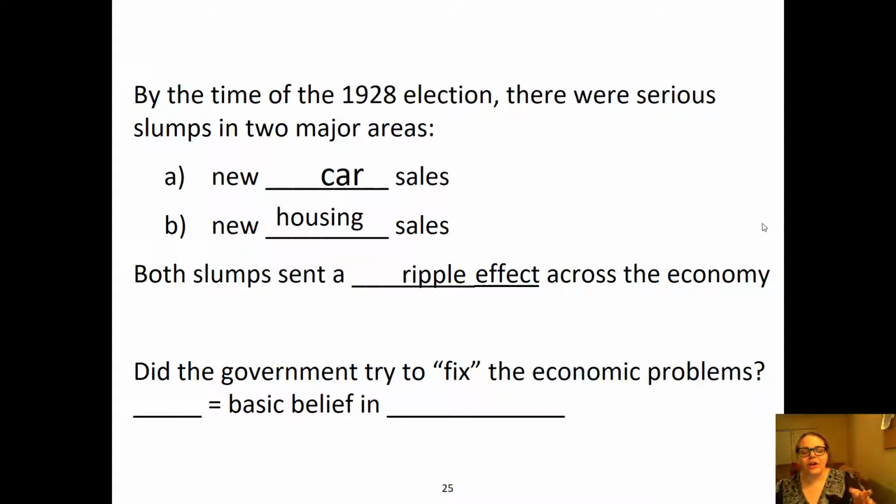Now, here's the thing. The government knew this was happening. Everybody knew this was happening. It wasn't like they didn't notice. The problem is the government is not going to try to fix those problems. Those problems that we saw happening, the government's not going to step in and fix them because the government in the 1920s and 30s, well, 1920s at least, had that basic belief in laissez-faire. That basic belief that the government should leave it alone. They should stay out of the economy.